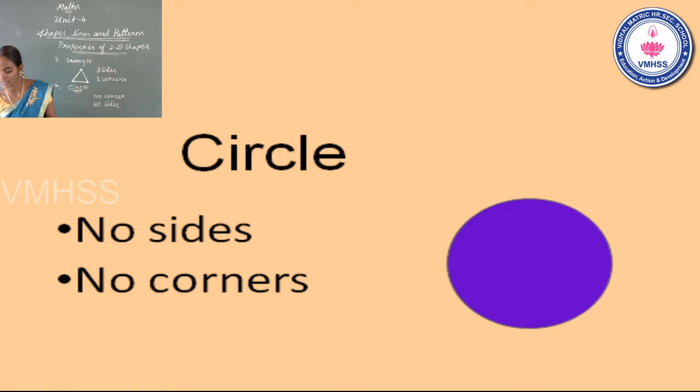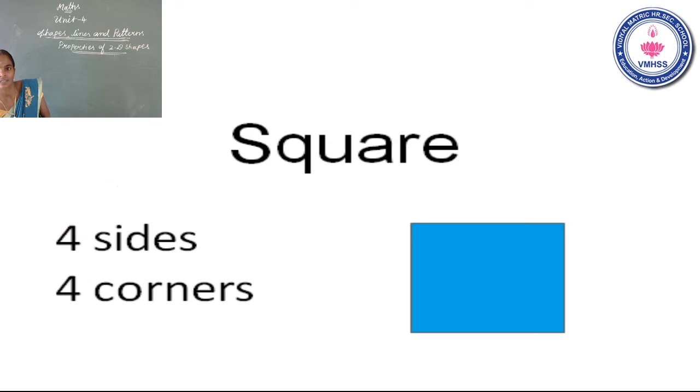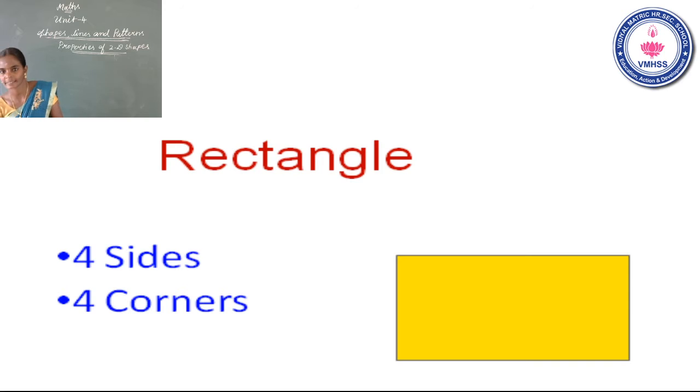Okay, children. Next we see the pentagon shape. Look at the board. Students, listen. First shape, square. A square has four sides and four corners. Next property, all sides are equal. Next, rectangle. A rectangle has four sides and four corners. Opposite sides are equal.